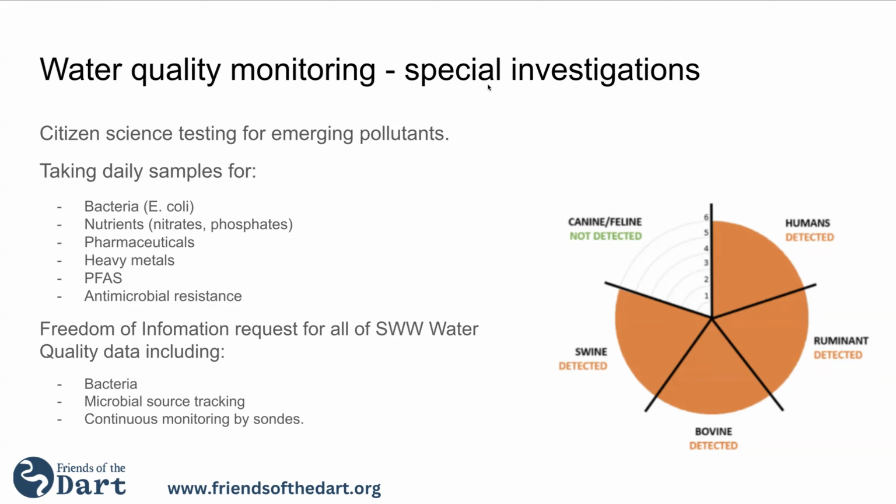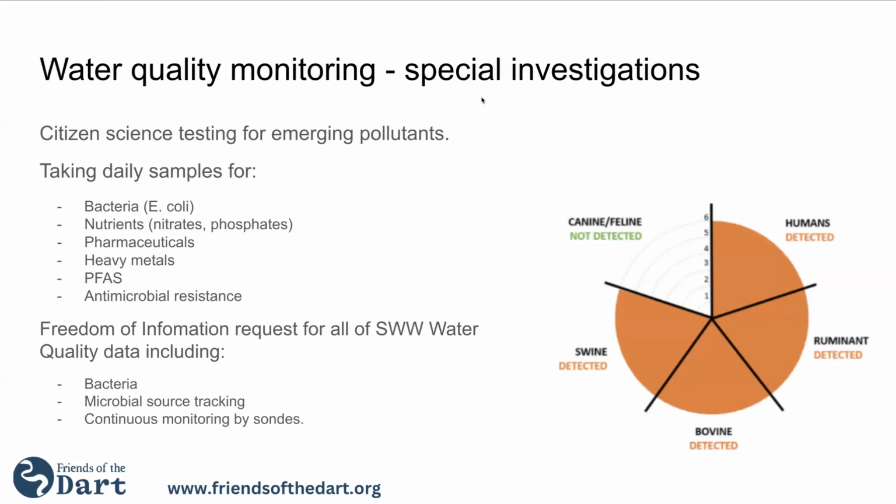And then finally, South West Water, we were aware, had a large amount of data, partly in preparation for what they were going to have to do to respond to the bathing water designations on the Dart. But that data was theirs. It wasn't really shared. So we logged a Freedom of Information request for all of their water quality data. What we got from that was not only bacterial samples, but also microbial source tracking, which uses specific markers within samples to indicate what the source of the bacteria was.